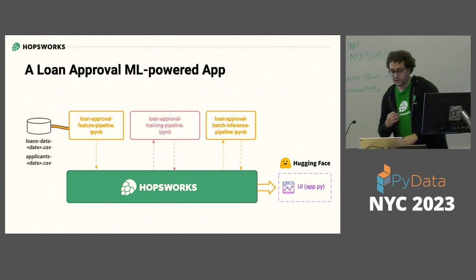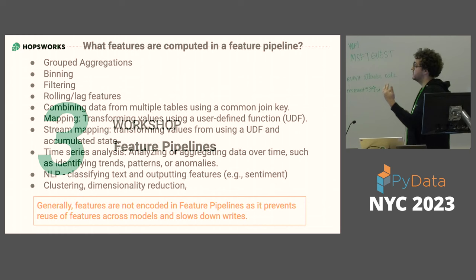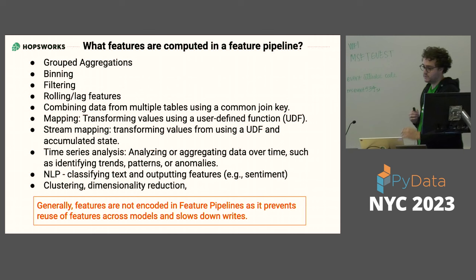Okay, so let's jump into the code and start looking at it a little bit. We have three notebooks and a Gradio UI. The notebooks are the feature pipeline, and then we also have the training pipeline. The last notebook is a batch inference, and then the application is actually a real-time inference application, essentially. So if we first start looking at the first one, it's the feature pipeline.